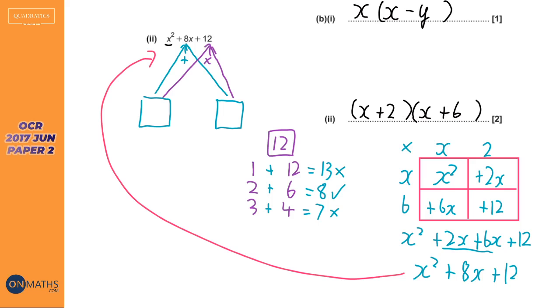Now some people ask me, does it matter if I've written x plus 6, x plus 2? The way around doesn't matter. When you times two numbers, it doesn't matter which way around they are. So if you wrote x plus 6 bracket x plus 2, that would equally be a correct answer.